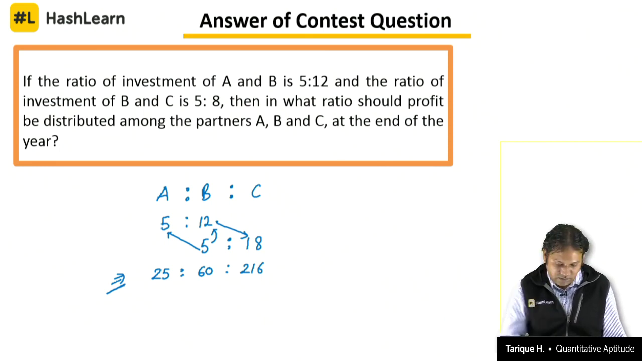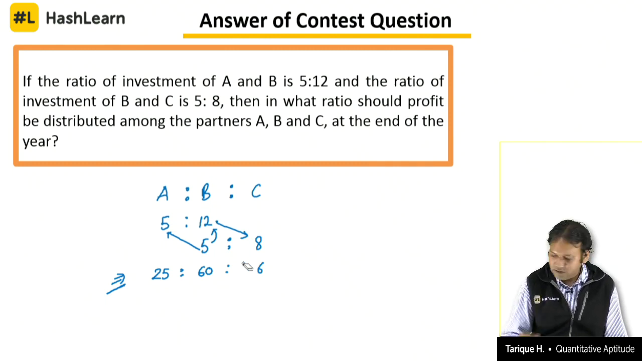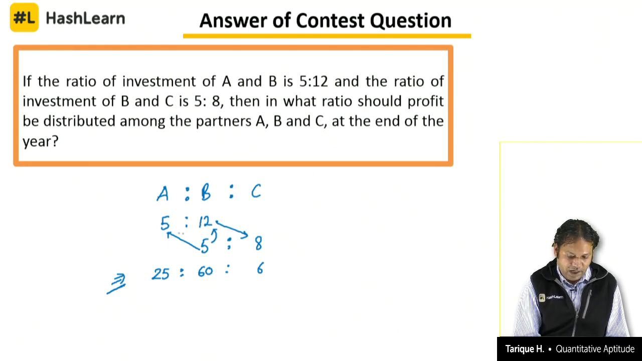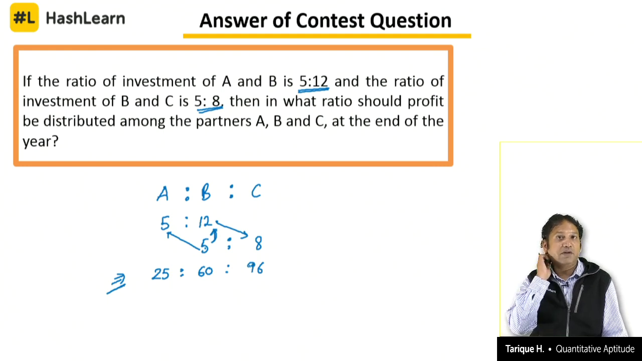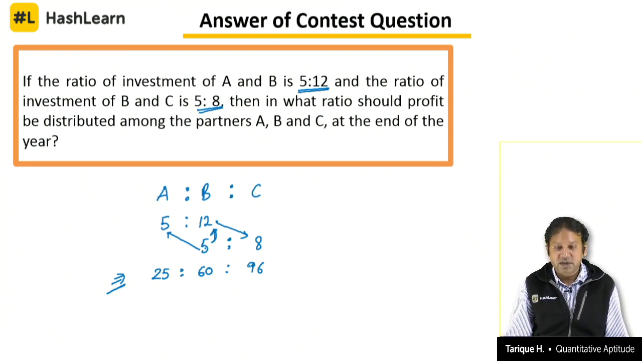Just let me make the correction. So 5:12 is the ratio of A and B, and 5:8 is the ratio of B and C. So 5 into 5 is 25, 5 into 12 is 60, and 12 into 8 is 96. So the ratio remains 25:60:96. Clear? Roughly you can say 1:2:4. This is the ratio in which money has to be distributed among the 3 partners A, B and C at the end of a year.